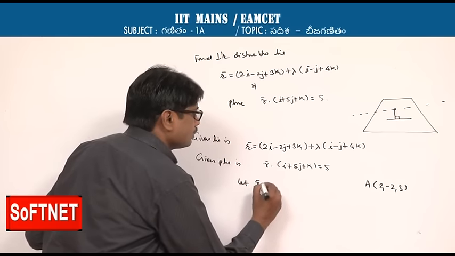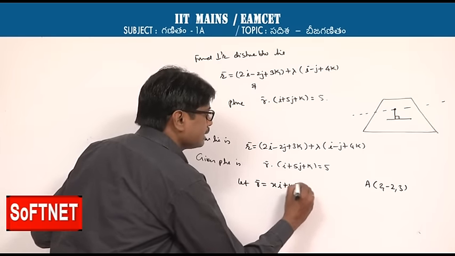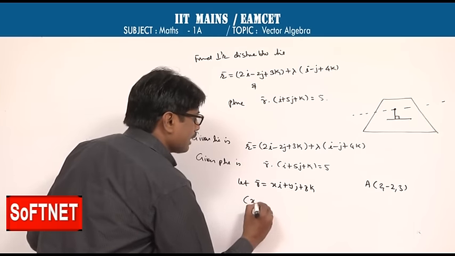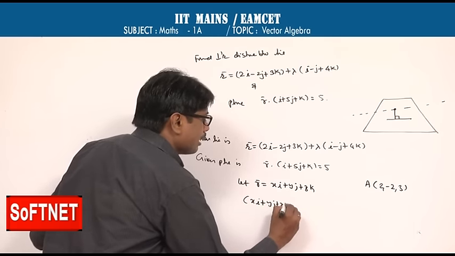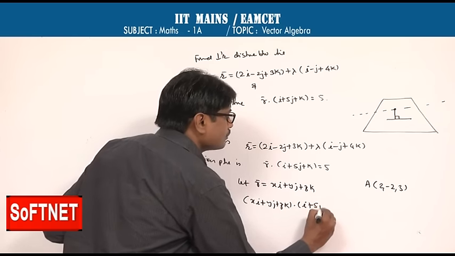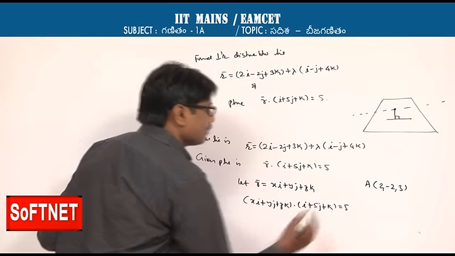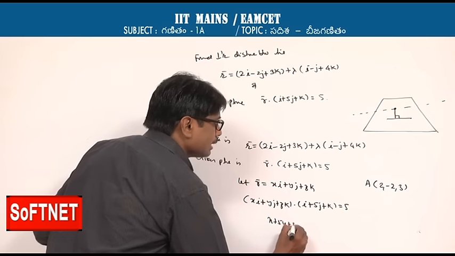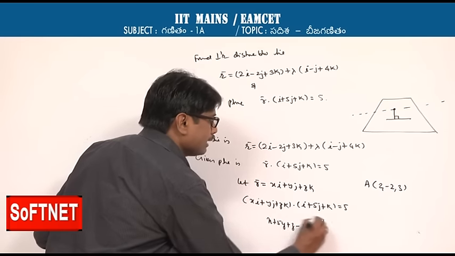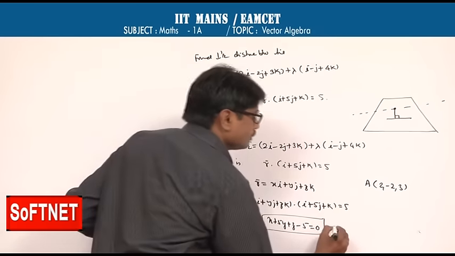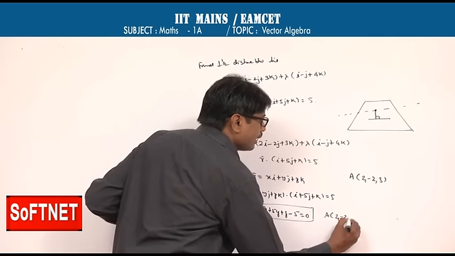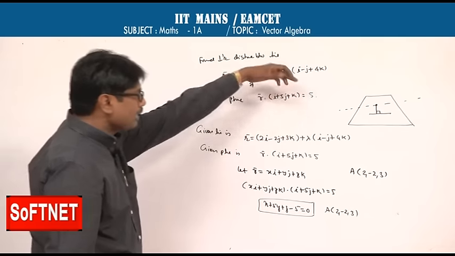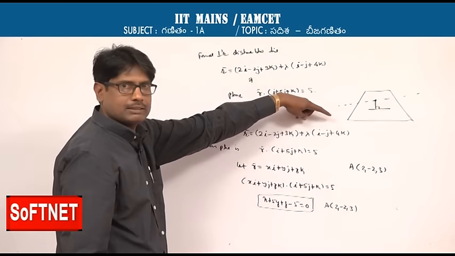Let r bar is equal to xi bar plus yj bar plus zk bar. Substituting in this, we get (xi bar plus yj bar plus zk bar) dot (i bar plus 5j bar plus k bar) is equal to 5. On applying the dot product, it will be x plus 5y plus z minus 5 equal to 0. This is the plane equation. We also took a point on this line, A (2, -2, 3). The above line is passing through this point and parallel to this vector.